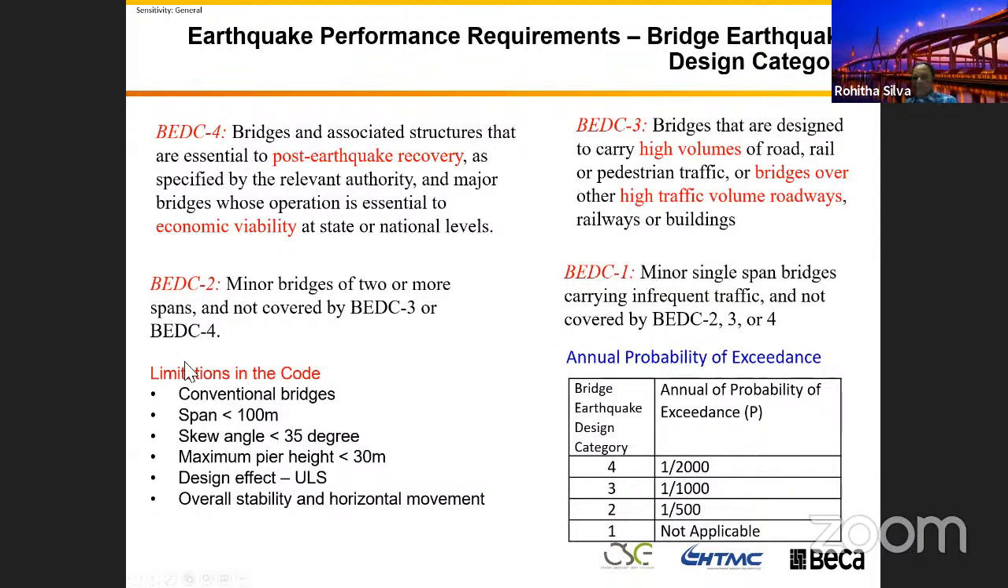And the code also has limitations I just want to mention to you, because it's used for conventional bridges, with a span of less than 100 meters and a skew angle in the bridge of less than 35 degrees. It's not quite tall, like an industrial ring road; it's less than 30 meters high. The design effect is the ultimate limit state. When you design a building, you use both serviceability and ultimate, but in the bridge we use the ultimate limit state. And overall stability and horizontal movement are controls in this one. These are the limitations in the code.